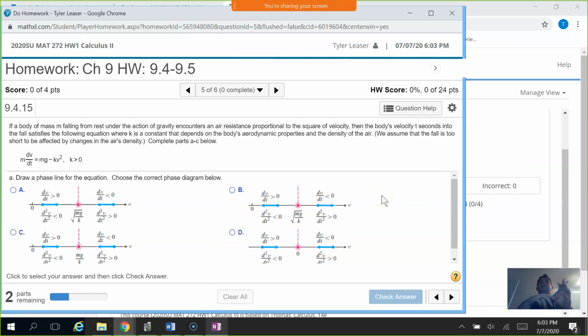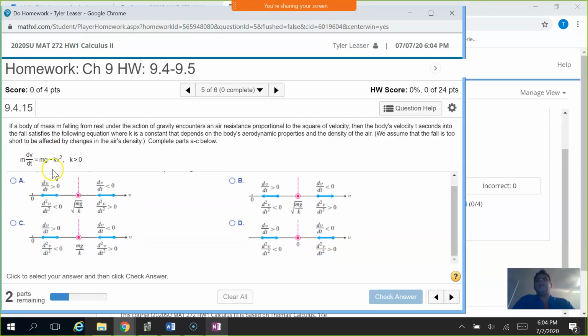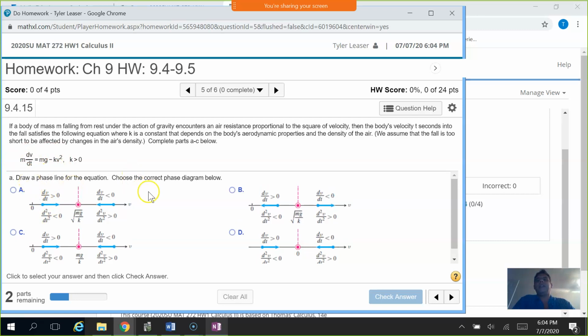I'll just read through it here. If a body of mass m falling from rest under the action of gravity encounters an air resistance proportional to the square velocity, then the body's velocity t seconds into the fall satisfies the following equation, where k is a constant that depends on the body's aerodynamic properties. Okay, great. So they give us this differential equation here. First thing they want us to do is draw a phase line for the equation.